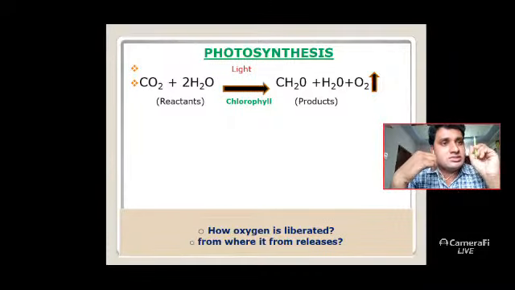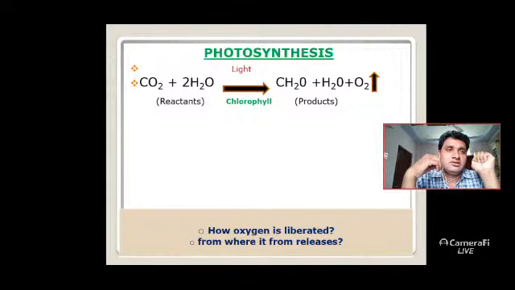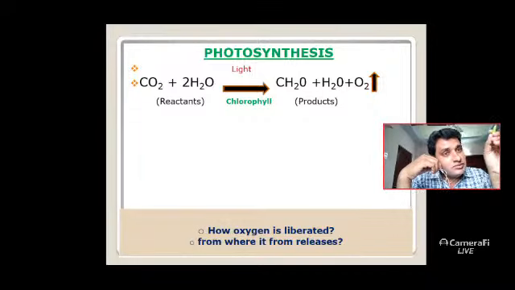If a question is asked in an exam, what is the primary end product of photosynthesis, you have to answer: carbohydrates are the primary end products. If they ask what the end products are in plural, then you can write carbohydrates, oxygen and water are the end products of photosynthesis. If they ask only one thing, what is the end product of photosynthesis, you have to explain that only food items are the end products.